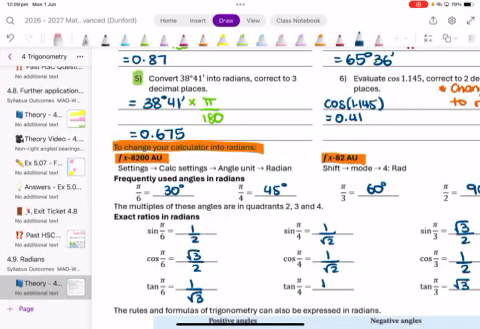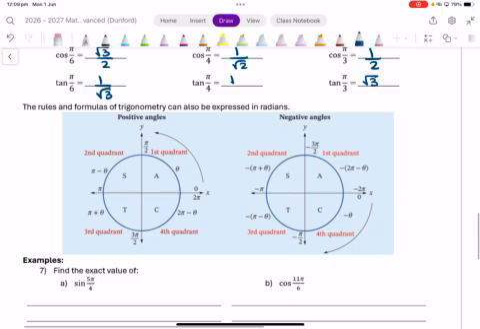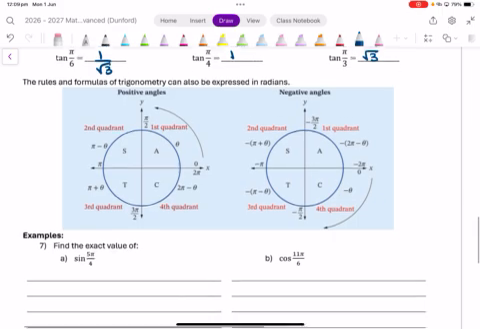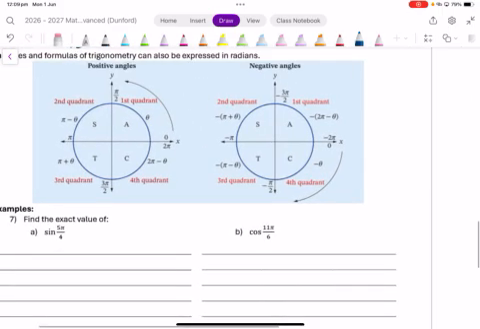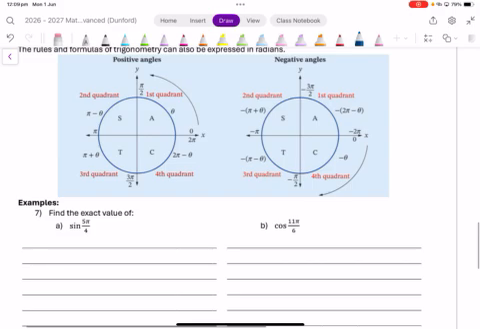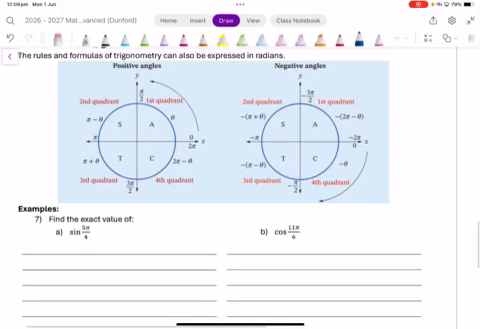All right, we have some more examples. So the rules and formulas of trigonometry can also be expressed in radians. The same as what we did in degrees with our rules and formulas, we can also do here. So if we were to find the exact value of sine 5 pi on 4, we want to work out where sine 5 pi on 4 is.